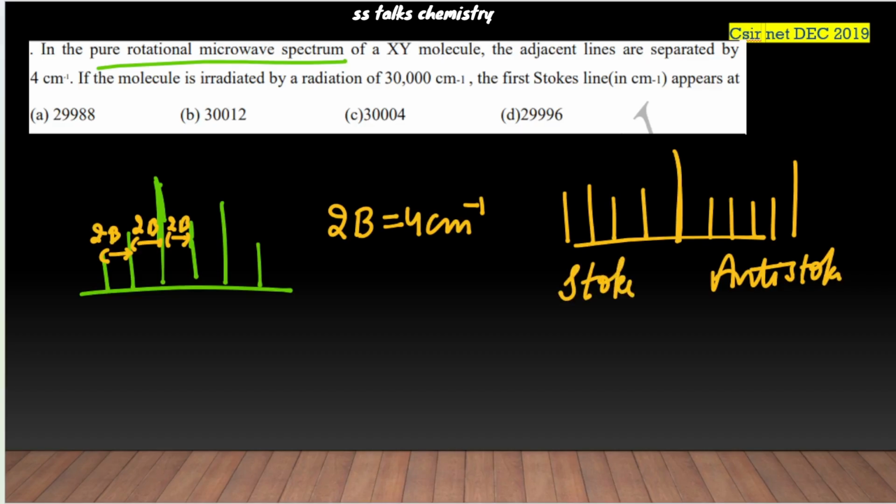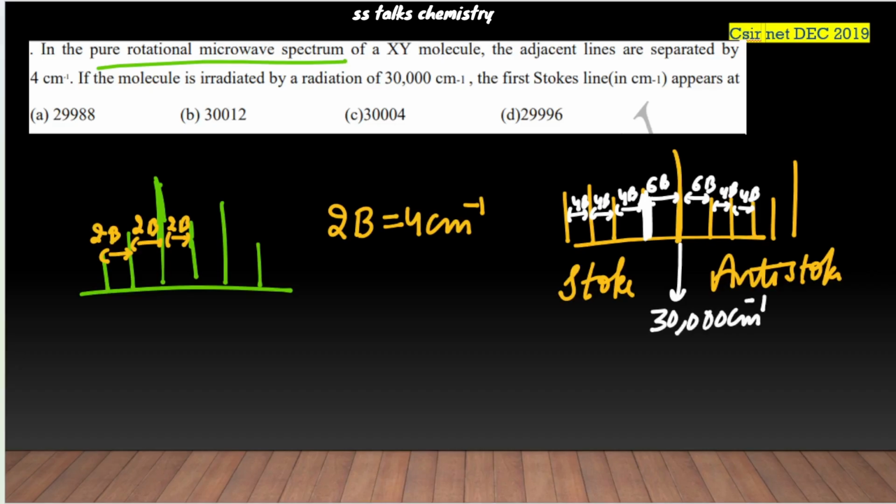Now the gap for the first line here is 6B. Here also it is 6B. Then the adjacent gap is 4B, like this, and on both sides it continues like this. Okay, so now we are asked for the first Stokes line. So first Stokes means this line, whose value is being asked. The incident value has been given as 30,000 centimeter inverse, right?